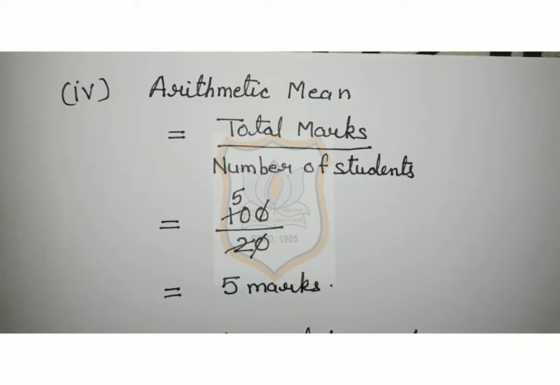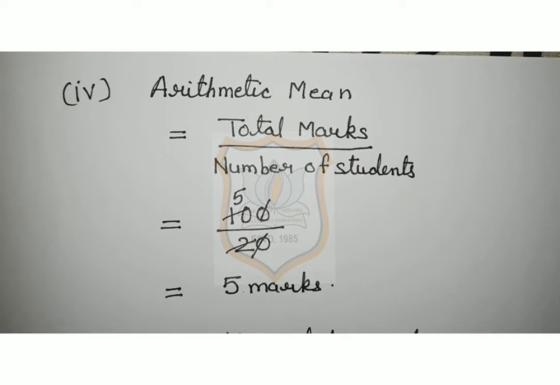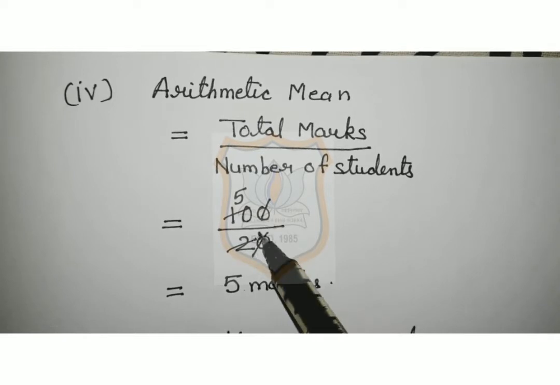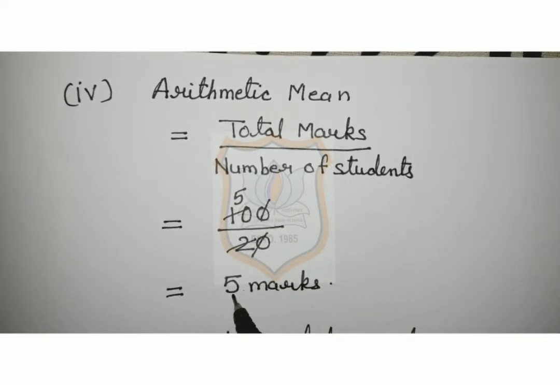Now students, fourth part of question number 2 is find the arithmetic mean. Formula to find the arithmetic mean is sum of all observations upon number of observations. It means you have to sum up all the marks in a class assignment upon the total number of students. That is total marks upon number of students. So total marks is equal to 100 and number of students are 20. So 100 is divided by 20, 0, 0 cancel, 2 5s are 10. So the arithmetic mean is 5 marks. So our answer is 5 marks.